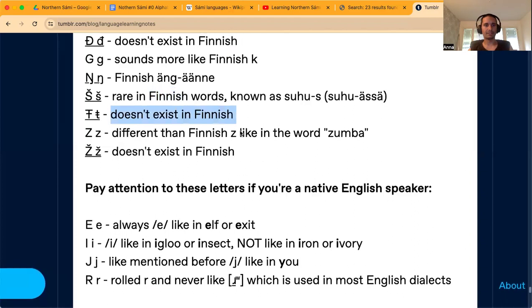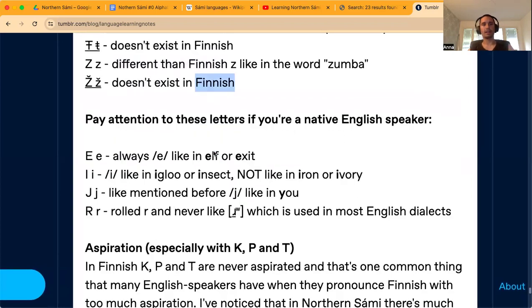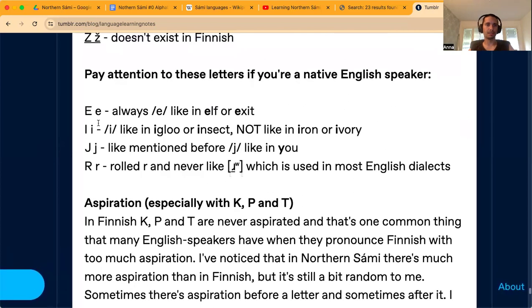The letter C doesn't exist in Finnish, and Z is different than Finnish Z, like Zumba. It's Z, and J doesn't exist in Finnish. And here are some notes for native English speakers.